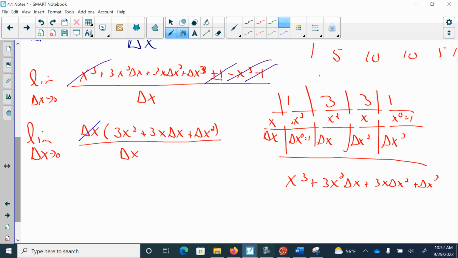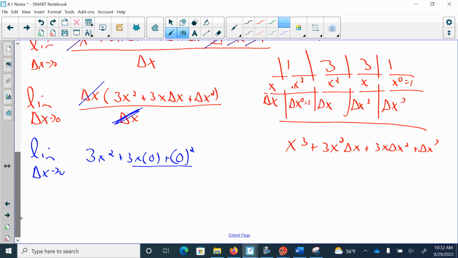All right, so here the delta x is simplified, and I'm taking the limit as delta x approaches 0. Once I get rid of this delta x in the denominator, it's okay for me to substitute in 0 for delta x. So I'm going to have 3x squared plus 3x times 0 plus 0 squared. These two are going to equal 0, yes? And I'm going to end up with 3x squared.